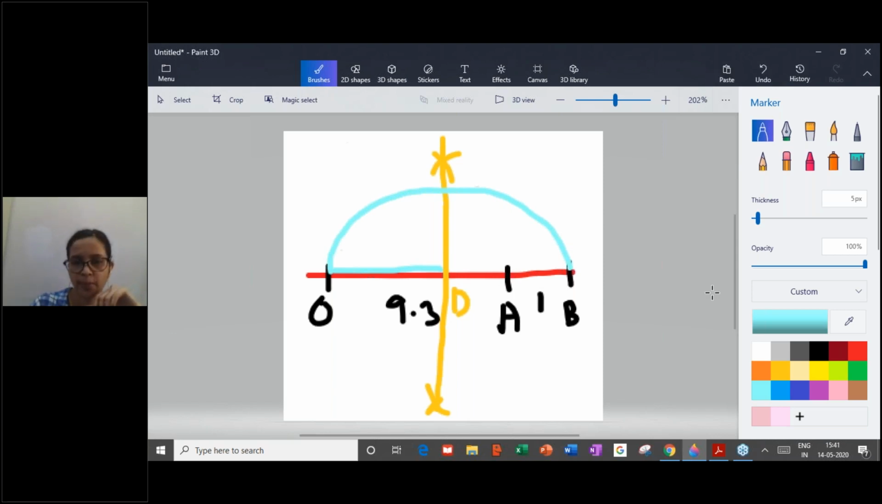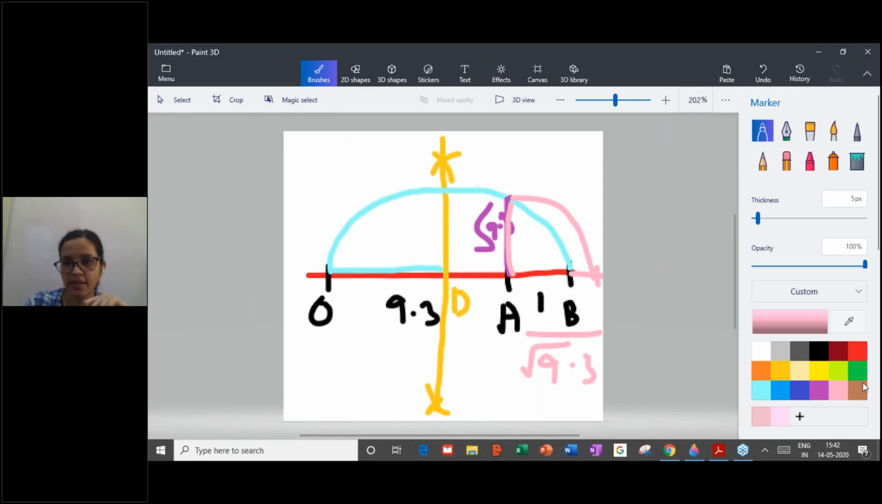So now from A, draw a perpendicular on this line to the semicircle, right? So this is supposed to be your root 9.3, and from here taking this line as the radius, draw an arc on the number line here. So wherever it intersects, this distance will be root 9.3. Is it better now? Now all your questions are solved.